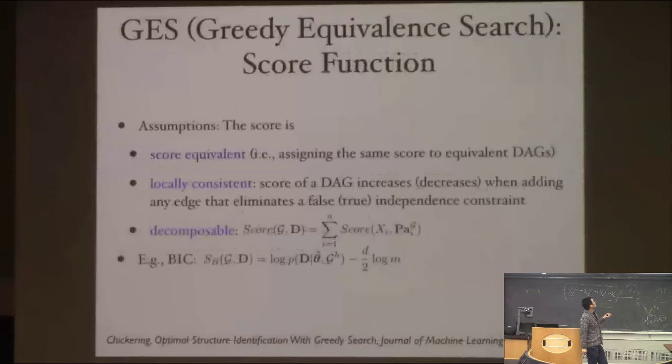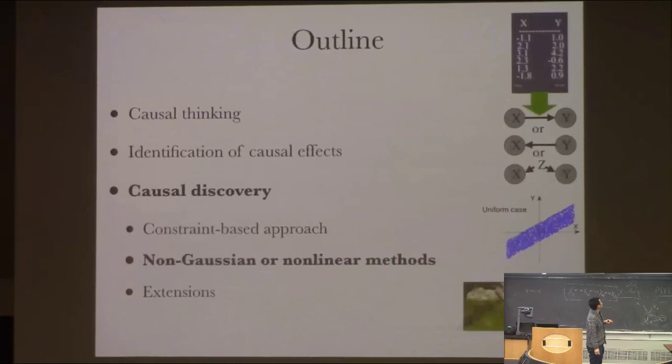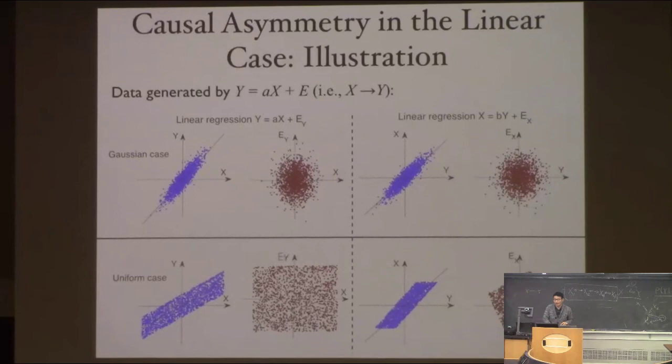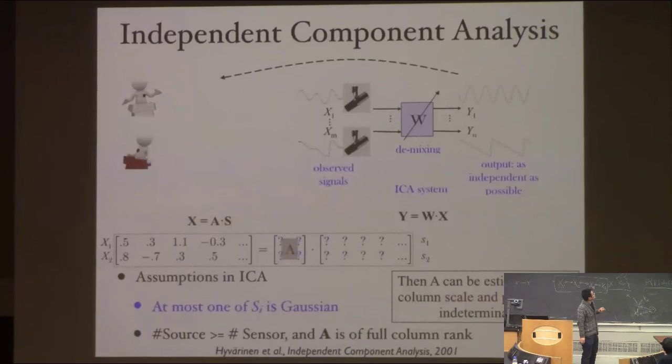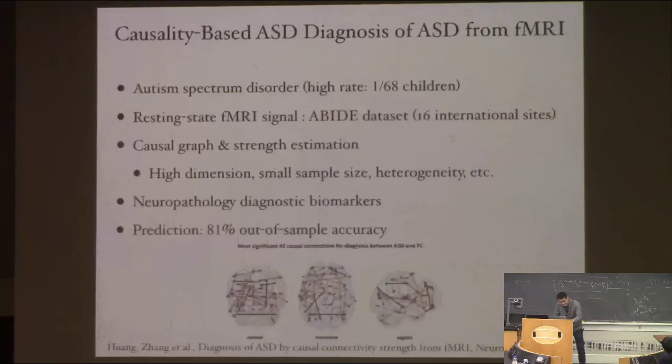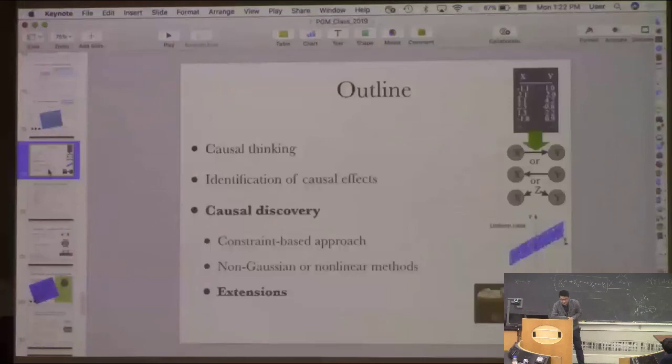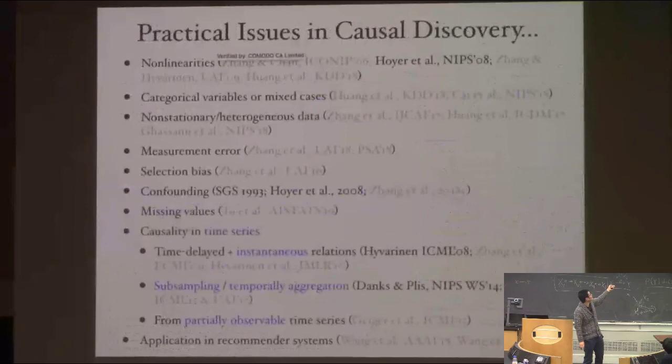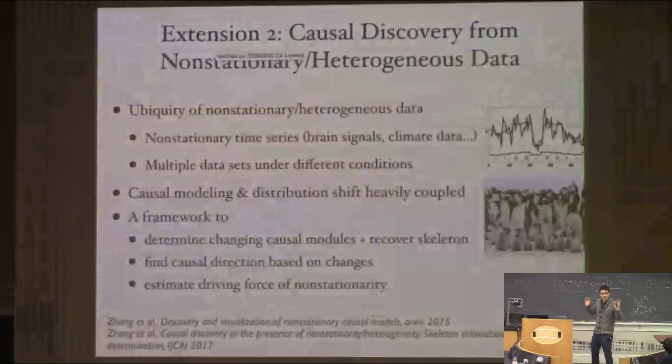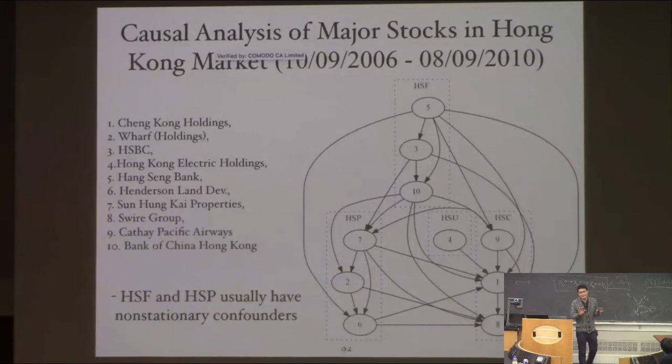Later you can read the slides to see how we can use a score-based method. Essentially, you just optimize some score to find the structure, to maximize some score. And then you can read the last part. It's about how you can discover the whole structure by making use of non-Gaussian distributions or non-linear functions. And finally, if you really want to make it practical, you have to consider a lot of scenarios. So here you can see a list of practical issues, and then you can see how those practical issues can be solved one by one. And finally, we can really do reliable causal discovery at some point. Okay, thank you.